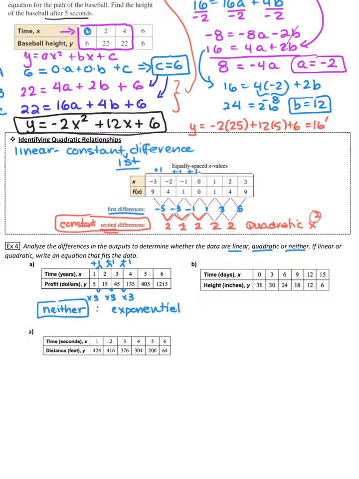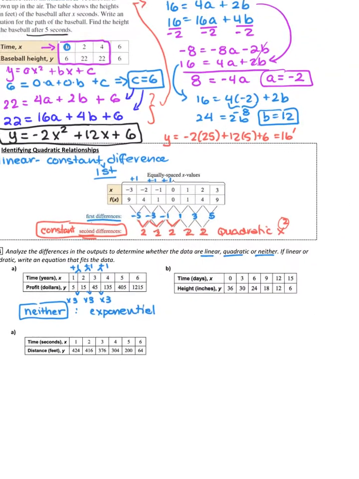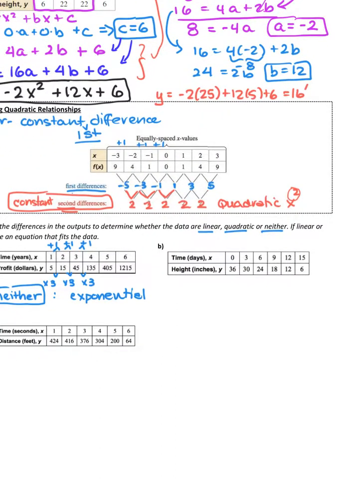So let's see what this next one will give us. In this next one, we have plus 3, plus 3, plus 3. So that's nice. We have constant on top. Here we have minus 6, minus 6, minus 6. So that first difference is a constant difference. So this is your first difference. That tells me this is going to be linear. And we can come up with the equation.